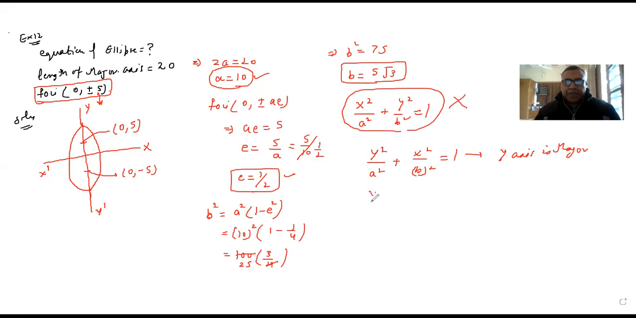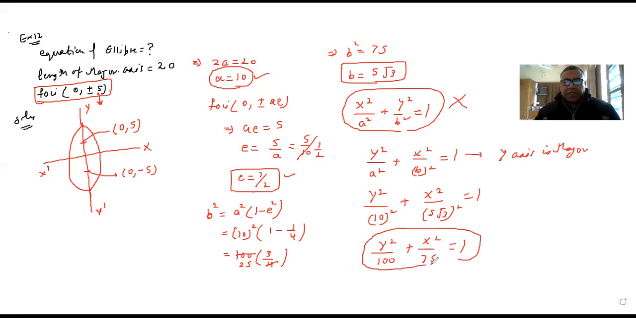So y square upon A, which is 10, and x square upon B, which is 5 under root 3, is equal to 1. So y square upon 100 plus x square upon 75 is equal to 1 is the equation of the ellipse.